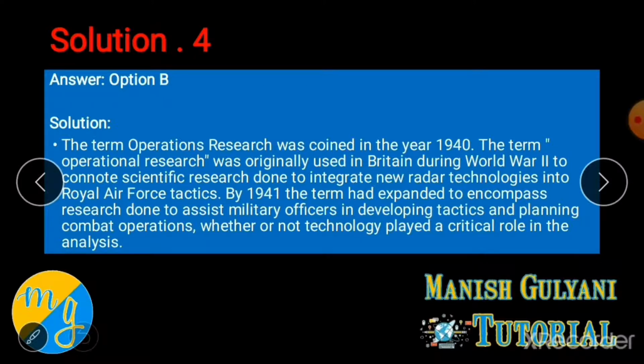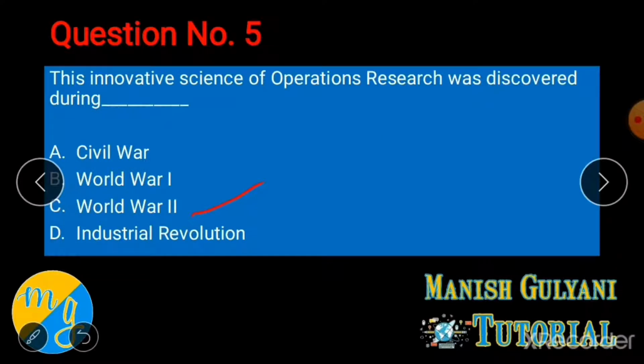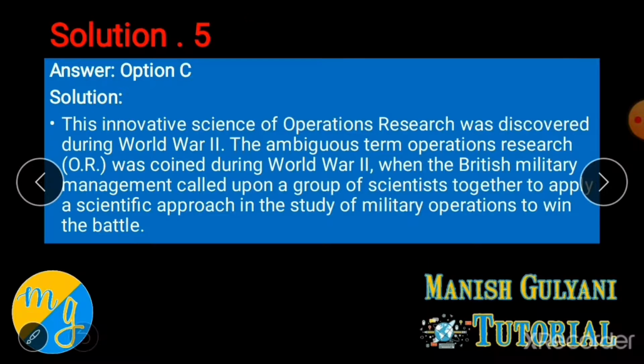So it was coined in the year of 1940. So answer B. Now next question. This innovative science of operation research was discovered during World War II. In the previous question I have explained the answer. So option C is your correct answer. During World War II, when the military army was facing a problem of limited resources, they invited scientists to find a solution for how to make maximum utilization of these limited resources.